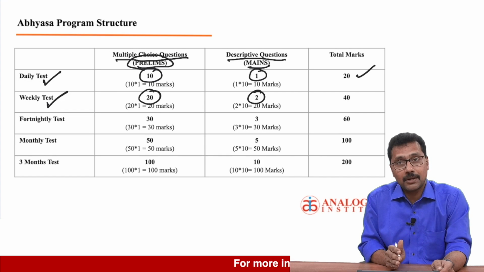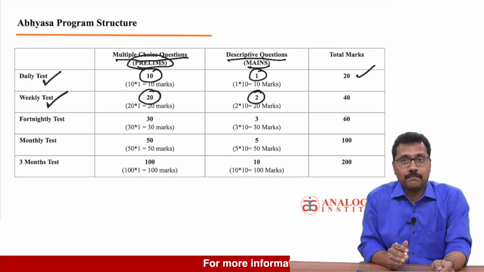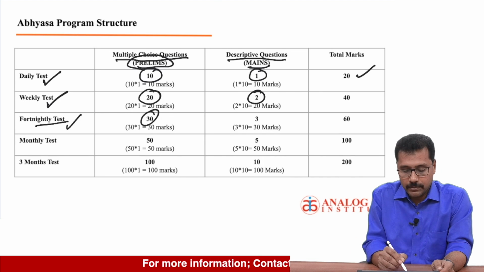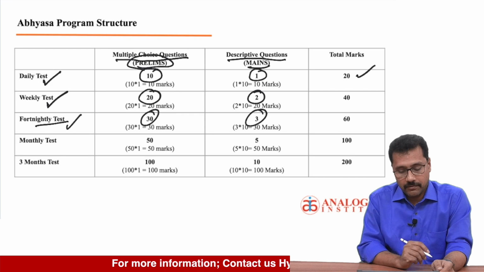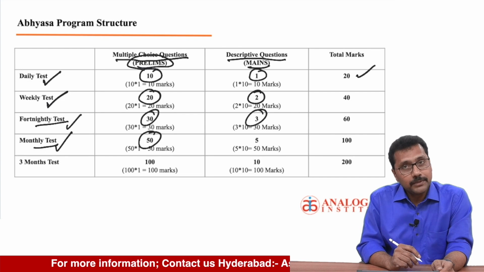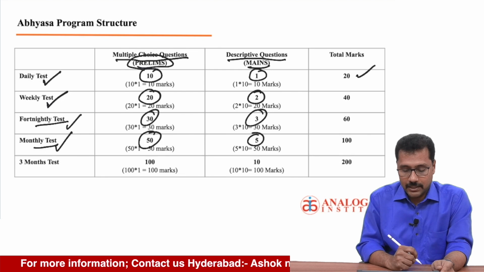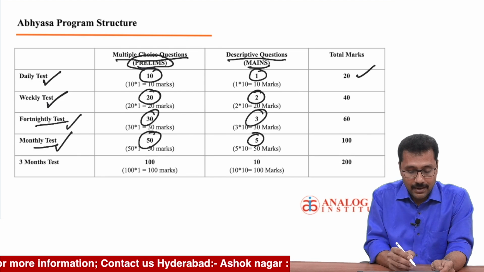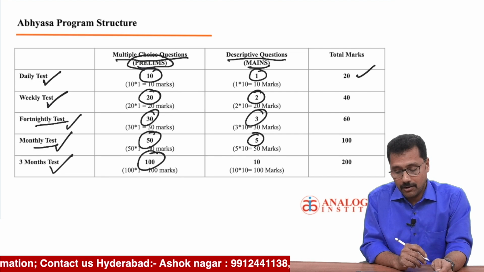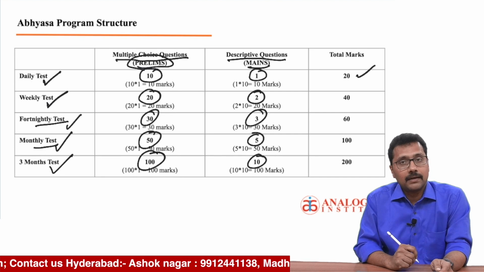That's what the Abhyasa program is all about, which we are conducting at our place. And then the fortnightly test, 30 objective bits and 3 descriptive questions. And then the monthly test, we have 50 objective bits and 5 descriptive questions. And lastly, the 3 months test, a 100 full length test, with 100 objective bits and 10 descriptive questions.